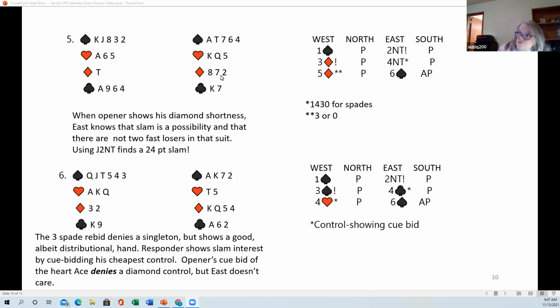Notice, this is not 2 fast losers. Partner has told me he has a singleton here. We have only 1 loser in diamonds. I know he has 5 spades. I have 5 spades. Key card for spades. 5 diamonds, 3 or 0.